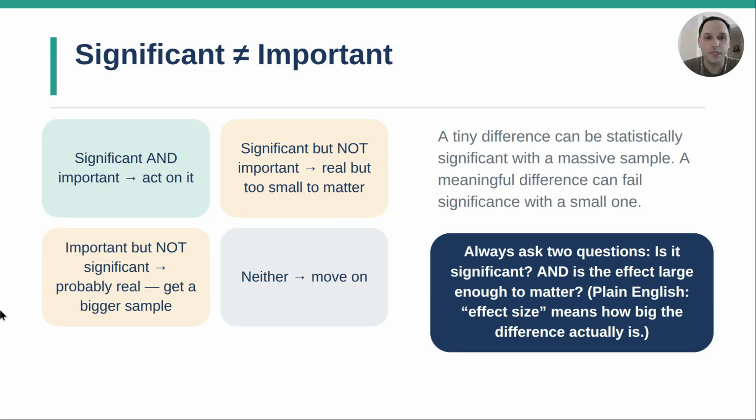And a result can be important but not significant. The effect looks meaningful but your sample was too small to confirm it statistically. You always need to ask both questions. Is the result significant? And is the effect size large enough to actually matter?